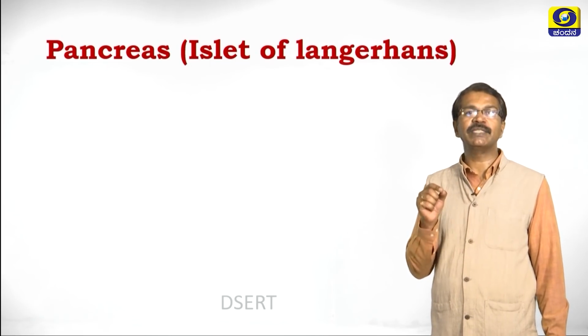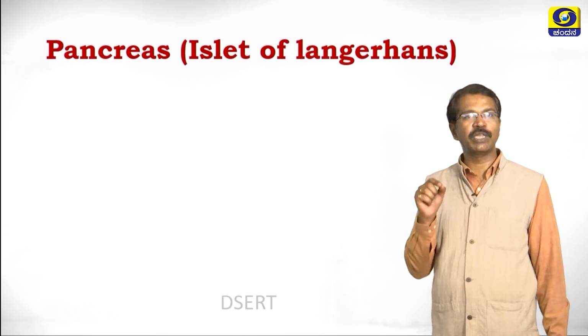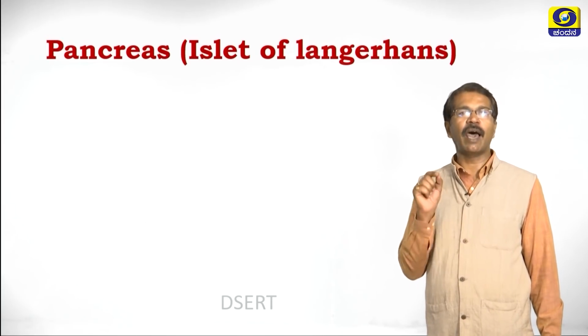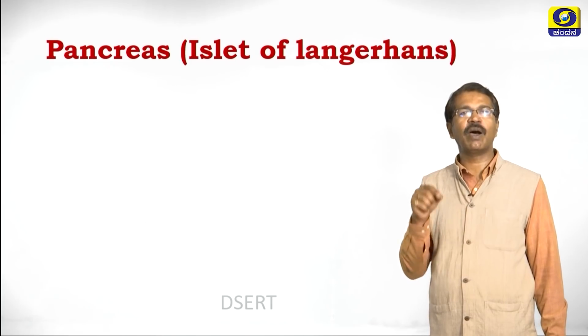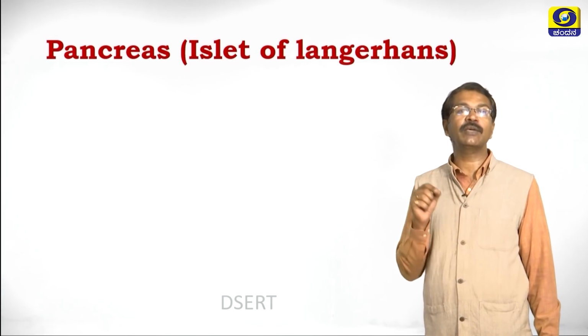In case of plants, how is food stored? Food is stored in the form of starch, whereas in animals, the carbohydrates are stored in the form of glycogen. From where does this glycogen come?